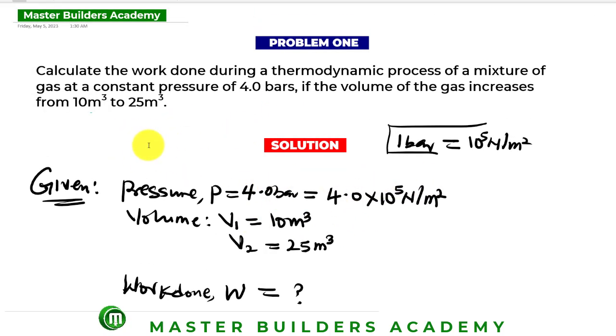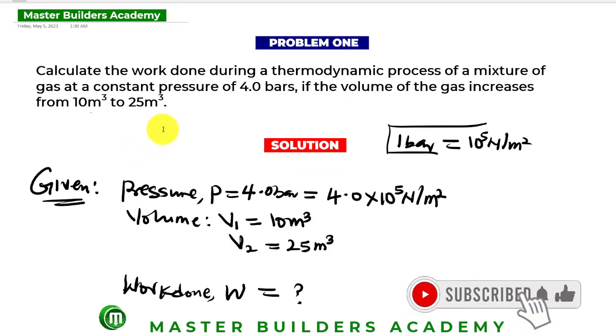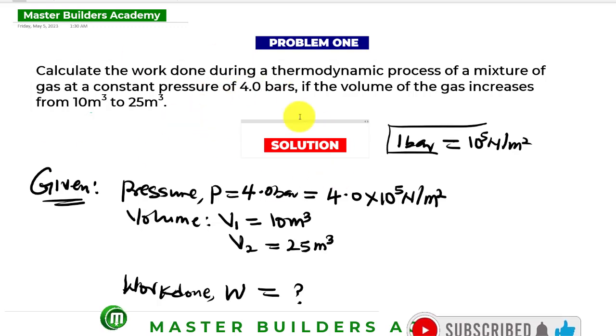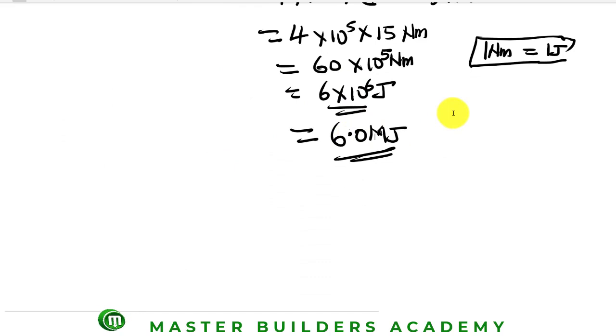So whenever you are asked to determine work done during a thermodynamic process and such, where you have a constant pressure at variable volume, all you need to do is to recall this equation. Guys, there is another way you can also solve this problem. Alternatively, we can also solve this problem as follows.